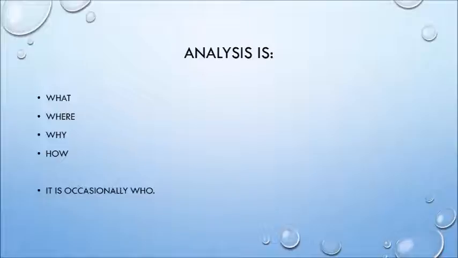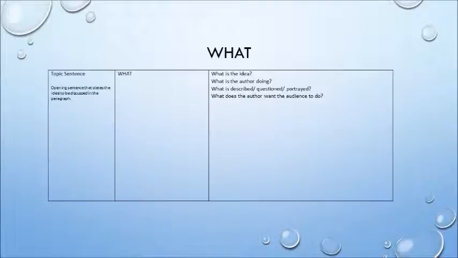properly. So your what sentence is what we used to call the topic sentence, and you could still call it the topic sentence if you want to, but to make sure you're writing the correct type of thing, you might say, am I writing a sentence that tells me what the idea is, what the author is doing, who or what is described, portrayed, and what does the author want the audience to do? Otherwise you're not giving the right information.